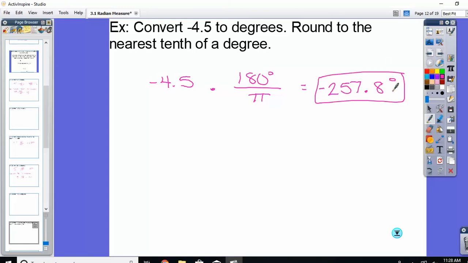Okay, so if you're just straight converting, you don't have to worry about having it positive. You don't have to add 360 or anything first. You're just straight converting using either 180 over pi or pi over 180, depending on the way. All right. Okay with everybody?